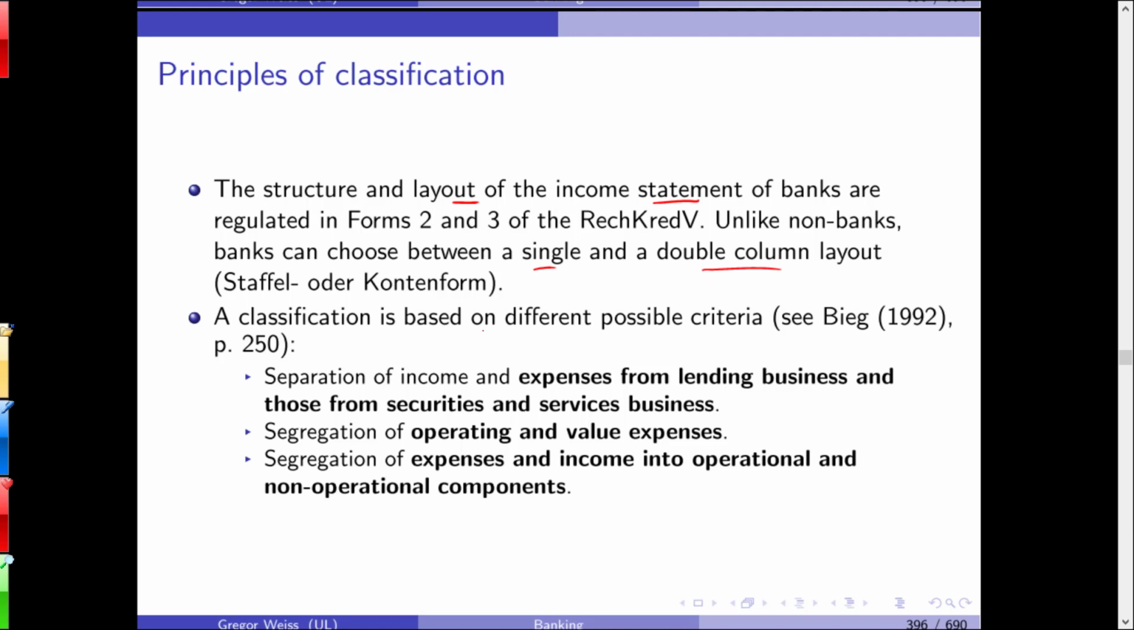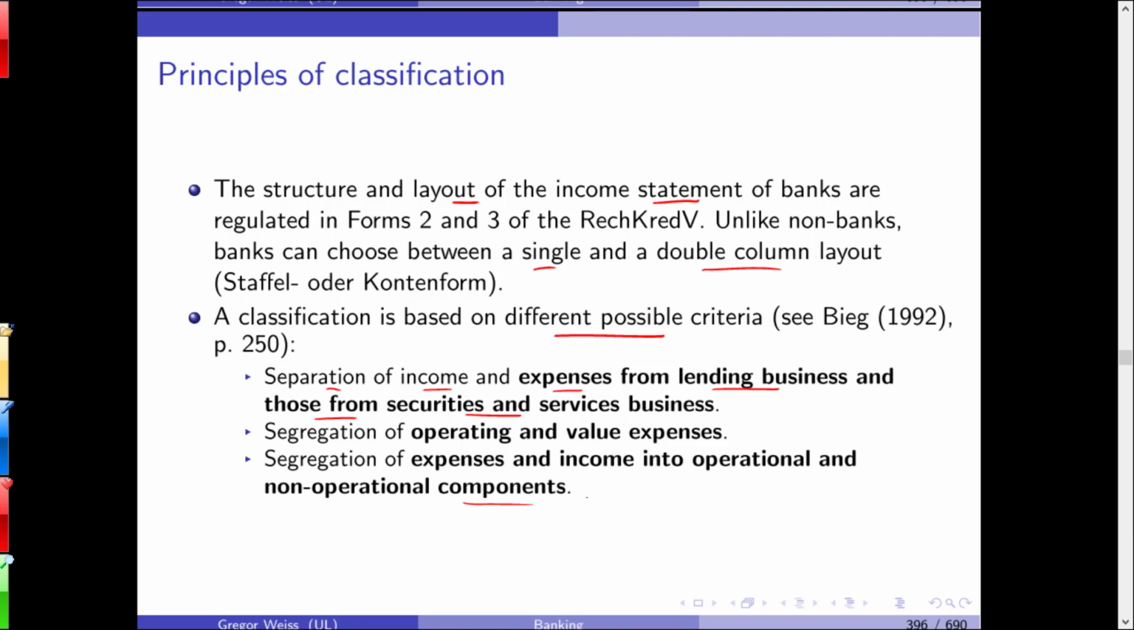And the classification is based on different possible criteria. For example, we have a separation of income and expenses from lending business and those from securities and financial services business. We have a separation of operating and value expenses, and also expenses and income into operational and non-operational components. What you will most likely see is that banks distinguish between interest and non-interest income.